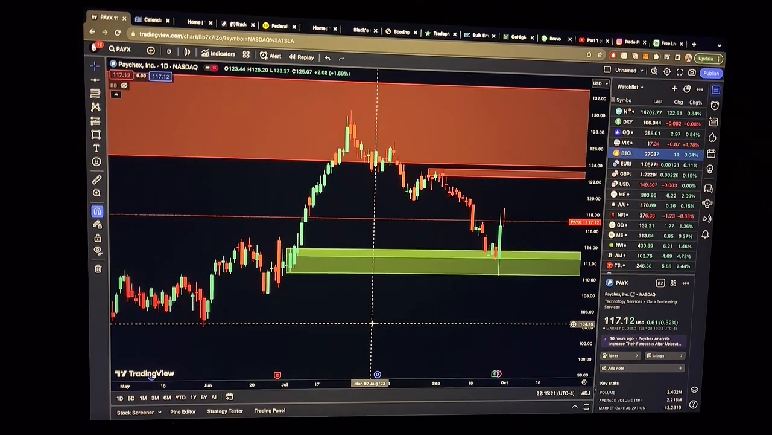Just doing a little Thursday night chart analysis. For those of you joining us, just let us know if there's any tickers you want to look at, your currency pairs, whatever it is, and I'll show you how a professional would break it down.